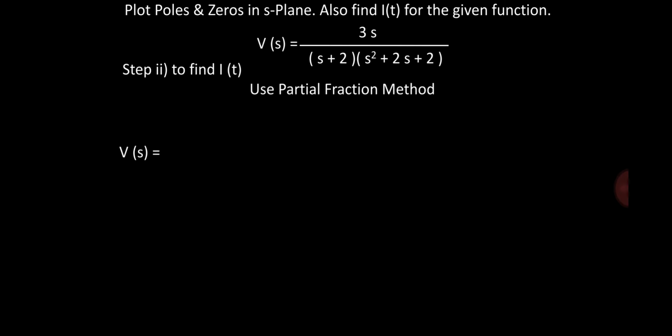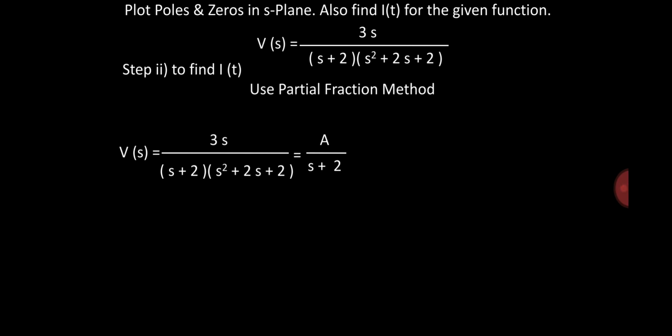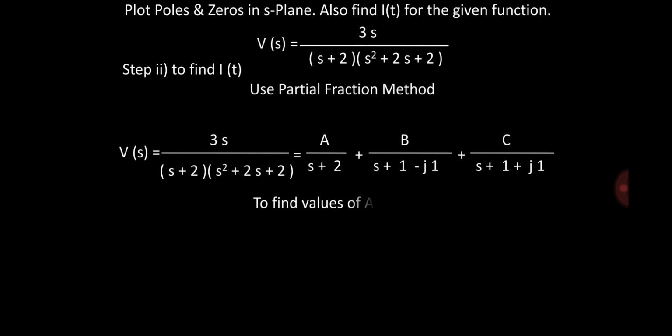So V(s) = 3s / ((s + 2)(s² + 2s + 2)). As we have 3 poles, we have to take 3 coefficients here: A/(s + 2) + B/(s + 1 - j1) + C/(s + 1 + j1). So we have taken 3 coefficients according to the partial fraction method. Now we need to find the values of A, B and C. To find the values of A, B and C, we have a formula.